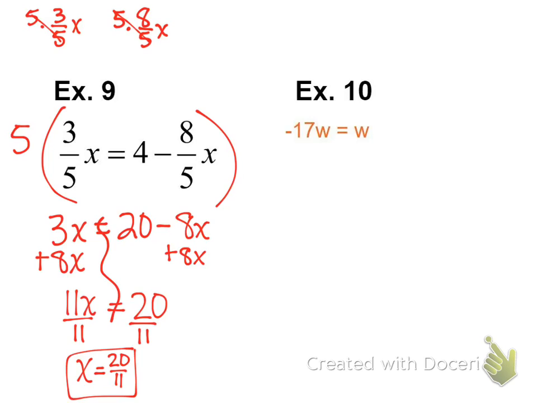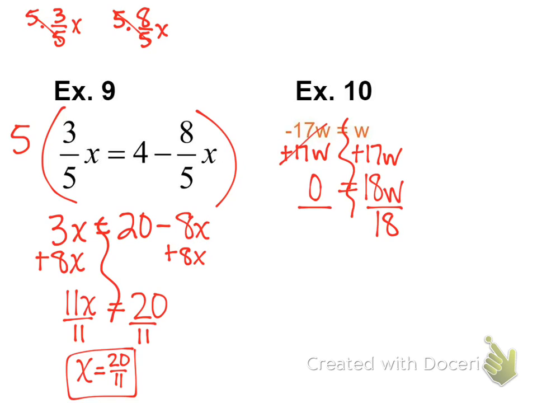Number 10, also an interesting situation. We need all the W's together. So what do you want to do to both sides? Liam? I agree, we could add 17W to both sides in order to get all the W's together. But what does that leave me with on the left? It cancels out. So what number can I put there? 0. You have to put a number there. It's got to be something. 0 equals 18W. Divide by 18 to get W alone.